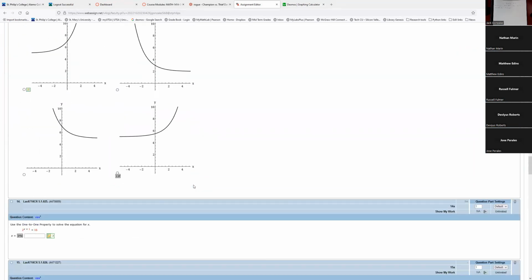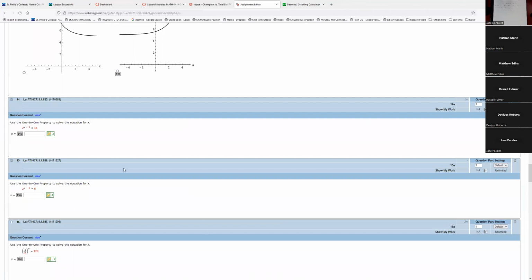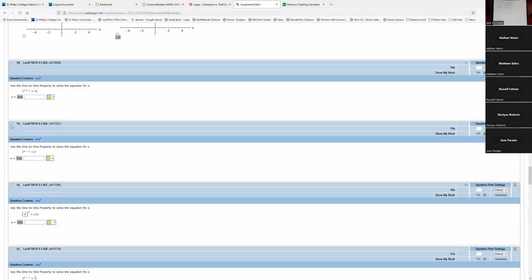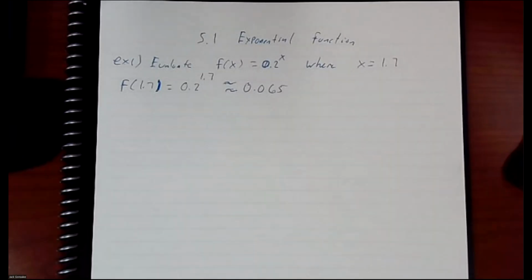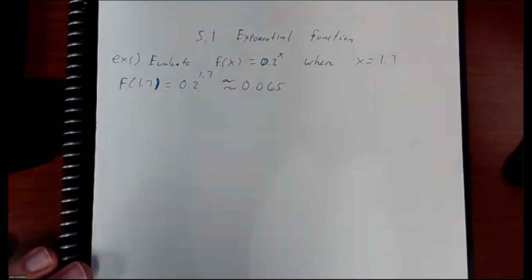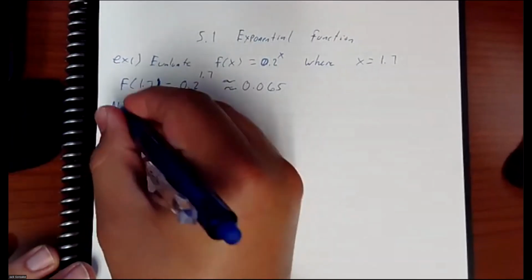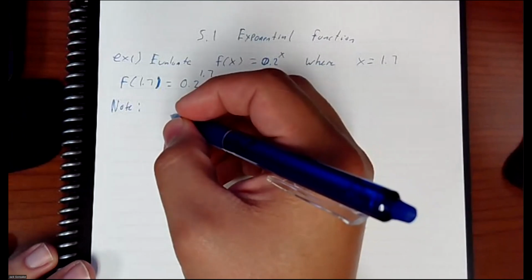Let's see if there's any calculations to really do here. Here's the important stuff. 14, 15, 16, they want us to actually solve for x. There's a property that we can use called the one-to-one property. So let's write this in the notes. Because we can't solve these without using this property. And if you want to solve it without the property, then you have to introduce logarithms.